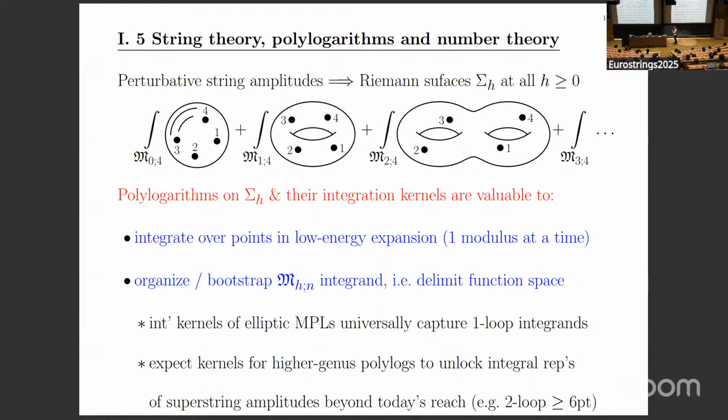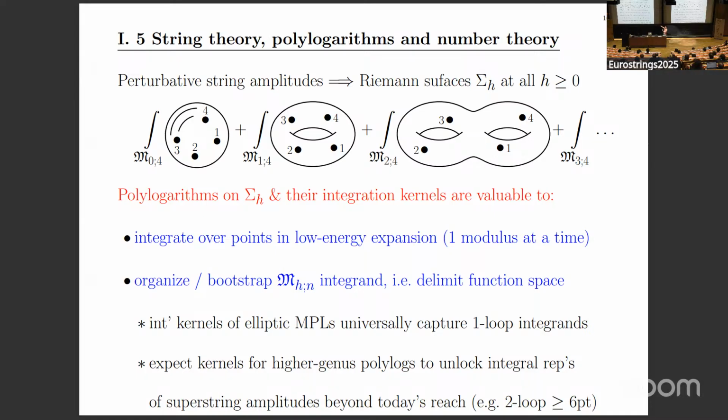Good. As I just said, polylogs are useful to integrate over the marked points, but slightly paradoxically, polylogs are even good to learn about the integrand, even if you haven't started to integrate yet. I mean, these innocent-looking diagrams, they represent conformal field theory correlators of all the vertex operators, which insert the physical states on these world sheets.